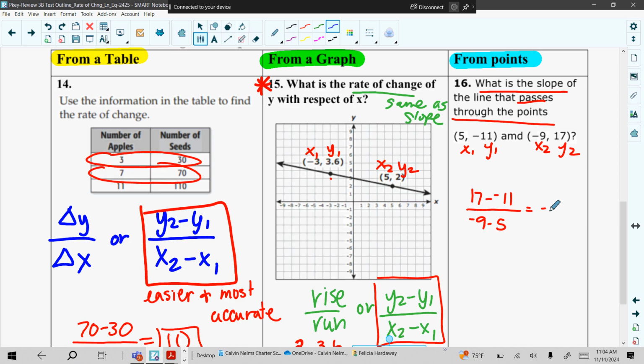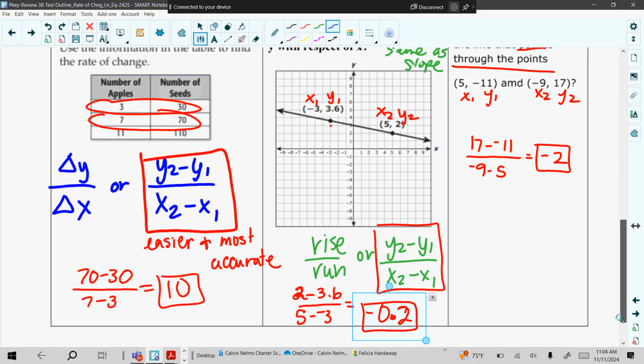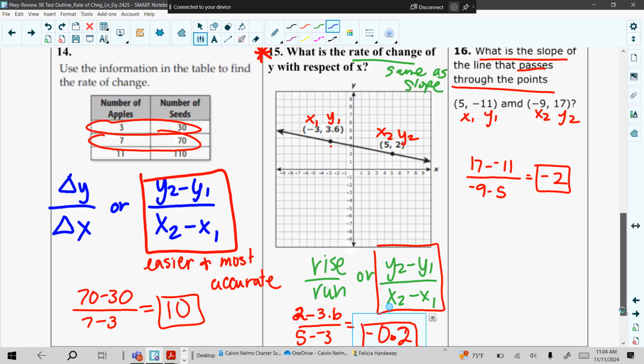What'd you say? Yeah, negative 2 is right. Okay, so those are the 3 ways I'm going to ask you to find the slope. Go to the next page.